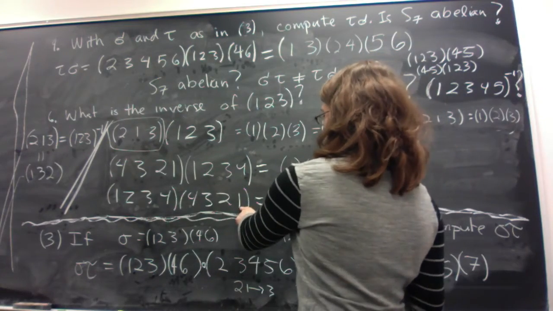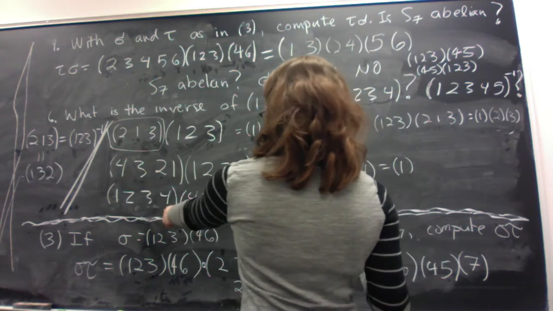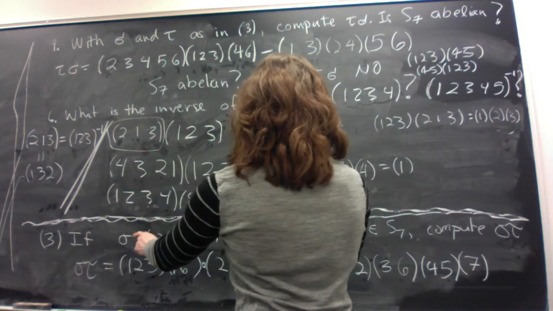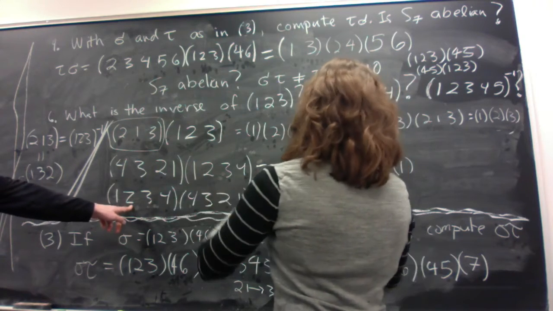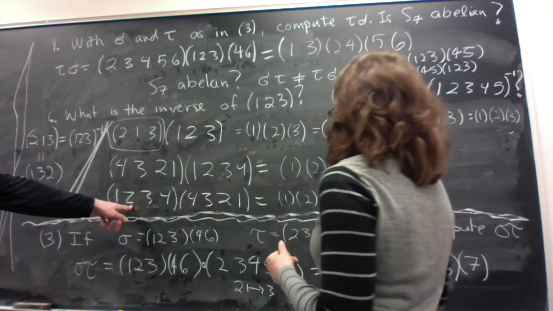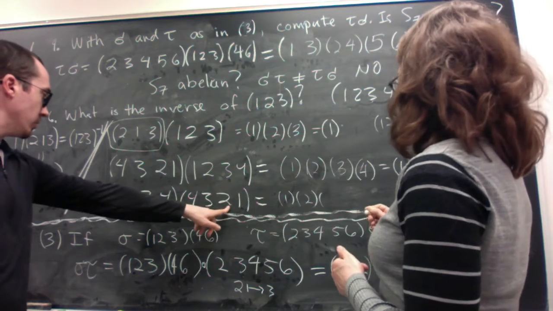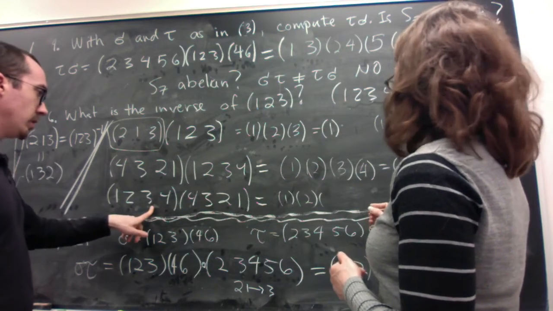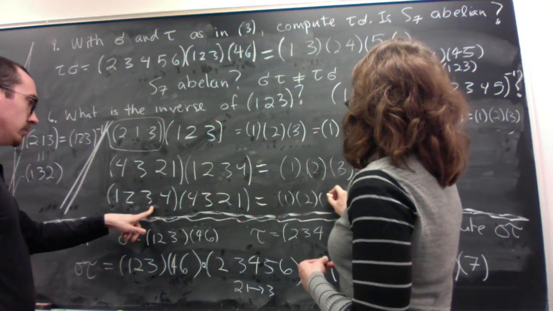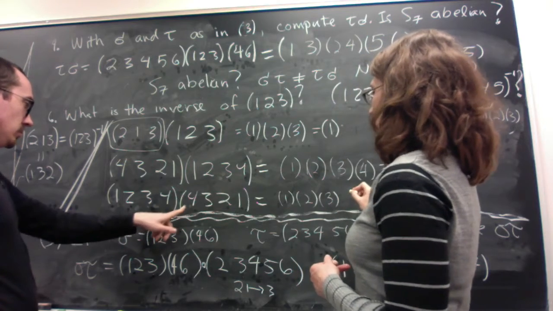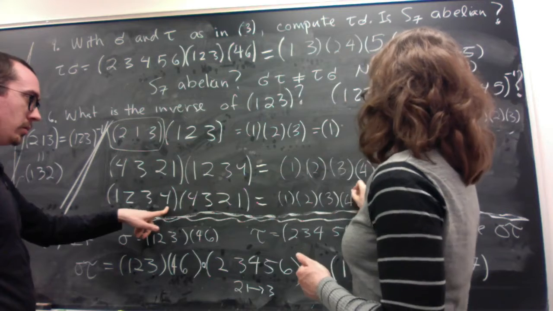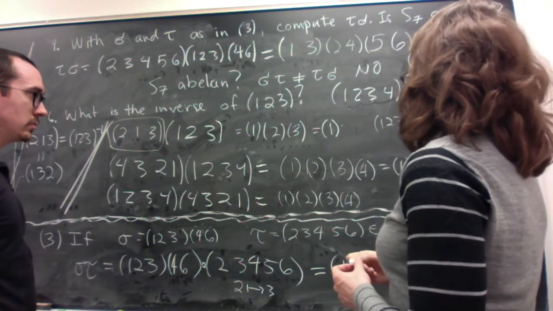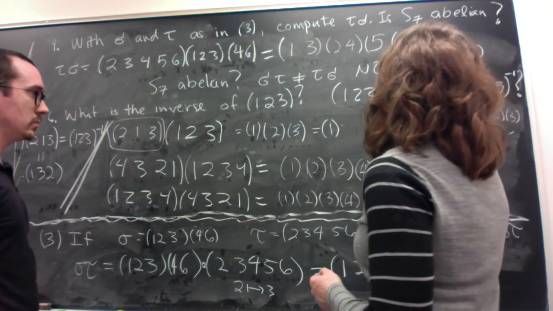Okay, so 1 goes to 4, and 4 goes to 1. 2 goes to 1, 1 goes to 2. 3 goes to 2, 2 goes to 3. 4 goes to 3, 3 goes to 4. Okay, cool. So that's the identity.